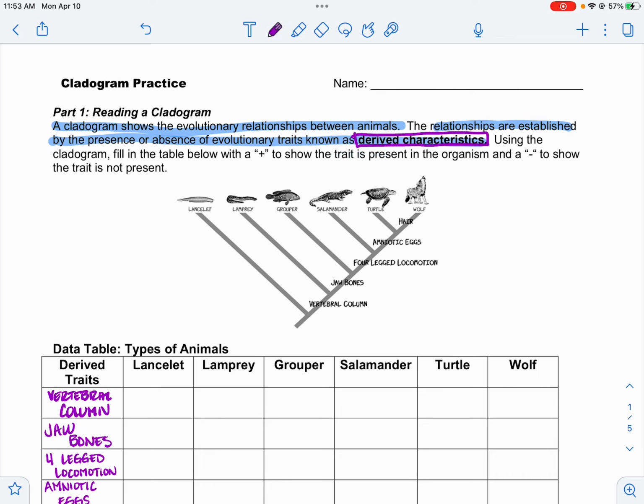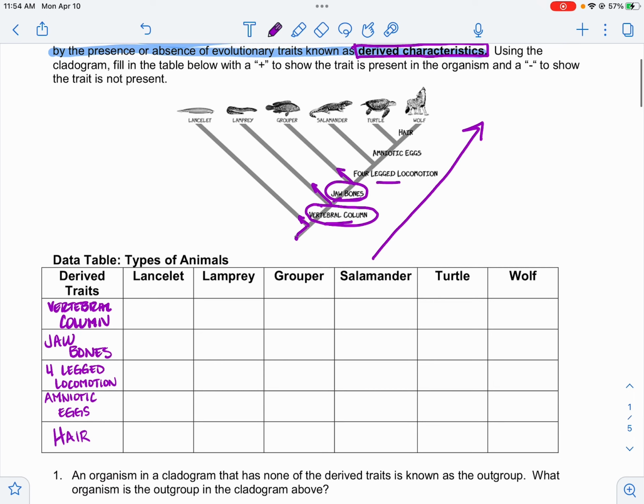So notice we've got this diagram here, all right? You kind of read this going that way. So we're starting down here at some point in time with some ancestral organism, and the first branch we have here, the lancelet, has evolved. After the lancelet evolves, we've got the appearance of a vertebral column. And then we've got lampreys branching, and then we've got jaw bones, and then we've got groupers branching off. So these traits here, these are our derived traits. You're going to list those here in this data table.